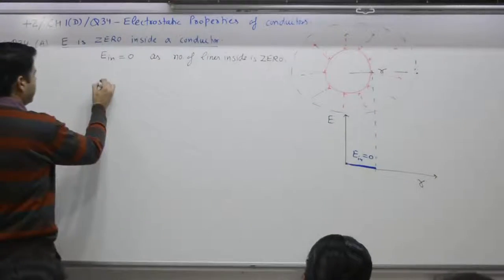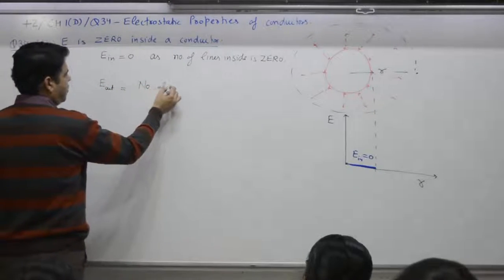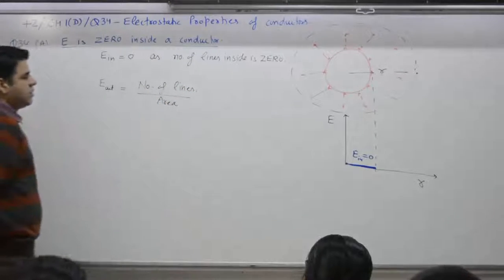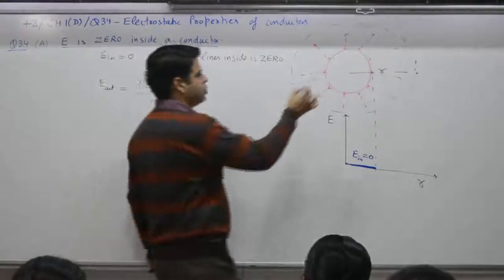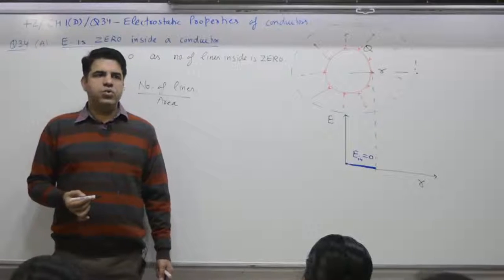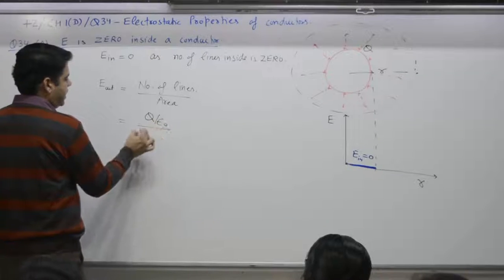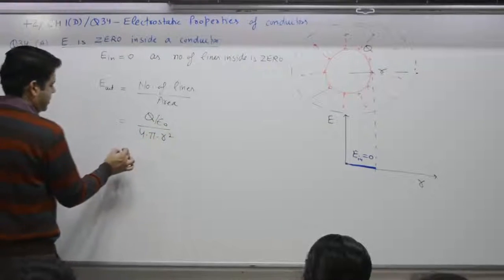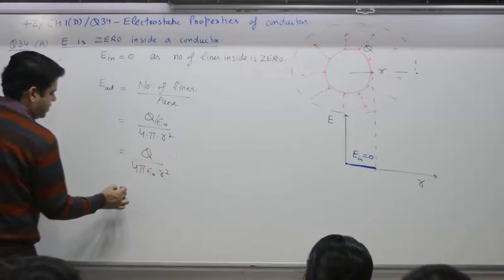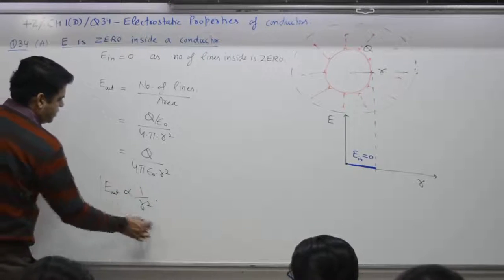E outside is number of lines per unit area. How many lines? If charge present is Q, out of 1 coulomb charge, how many lines? 1 by epsilon naught. 2 coulomb charge, 2 by epsilon naught. Q coulomb charge, it is Q by epsilon naught. Area, 4 pi r square. So it is Q by 4 pi epsilon naught r square. E outside is inversely proportional to r square.